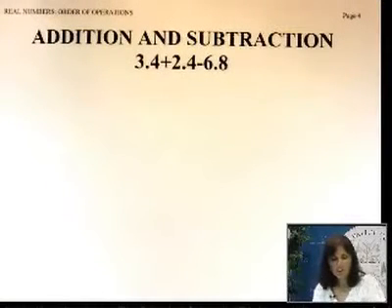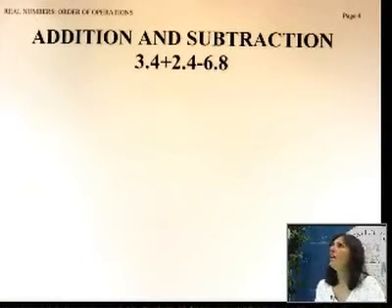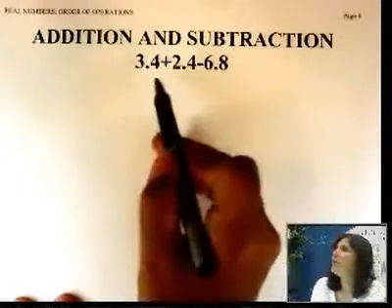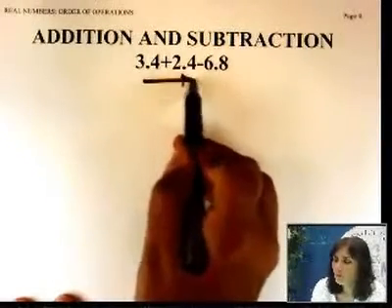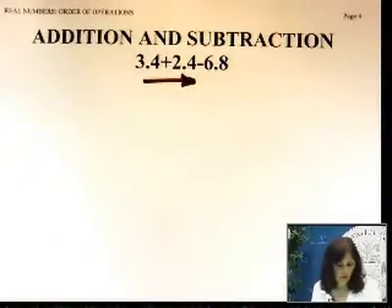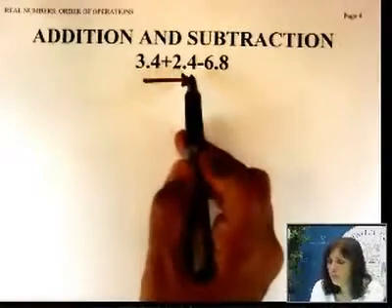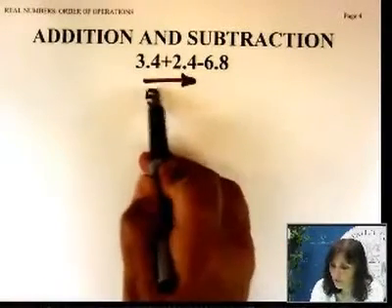Now let's do an addition subtraction, and remember they don't take any precedence. I just do them from left to right. So let's go and add 3.4 and 2.4. That's going to give you 5.8.